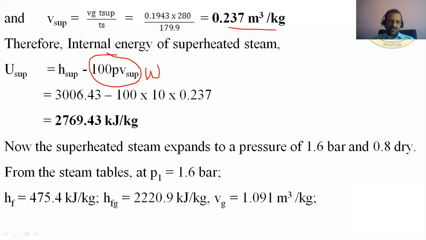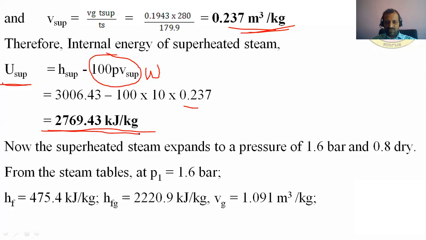So H sup is 3006.43 minus 100 into bar pressure is 10 into V sup is 0.237. This value we have just calculated here. So substitute here, you will get the U sup. This is the internal energy, so that is 2769.43 kilojoules per kg. So this is the internal energy when the steam is superheated steam. Now you got the internal energy: when the steam is superheated, this much internal energy is there.